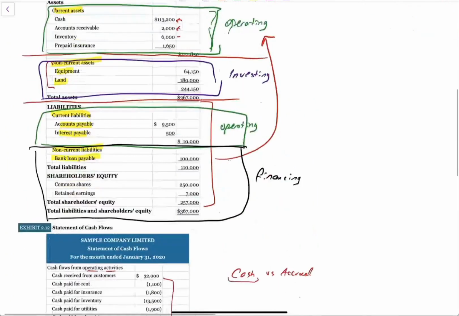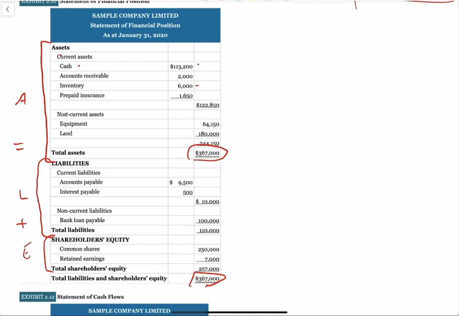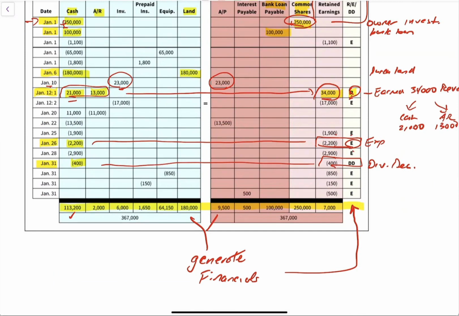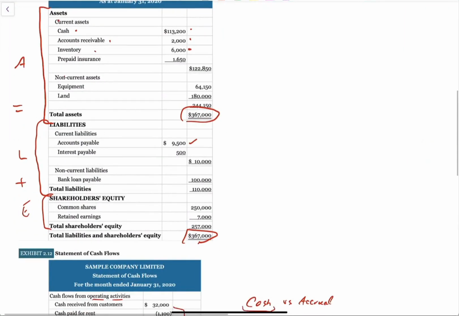The last one, and we had this the other day too, is our balance sheet. Isn't this section all assets? Aren't these all liabilities? And aren't this equity? And isn't assets equal liabilities plus equity? Because look at this. These equal. And look at these numbers. Cash, 113. Accounts receivable, 2. Inventory, 6. Well, if I go back to my worksheet, isn't my cash 113? Isn't my accounts receivable 2,000? Isn't my accounts payable 9,500? This is where the information comes from to make those financial statements. Here's my current liabilities, 9,500.